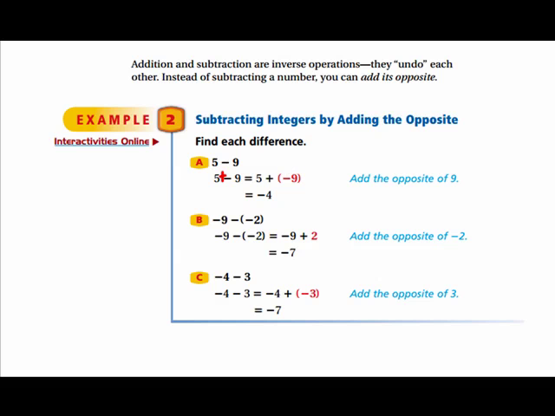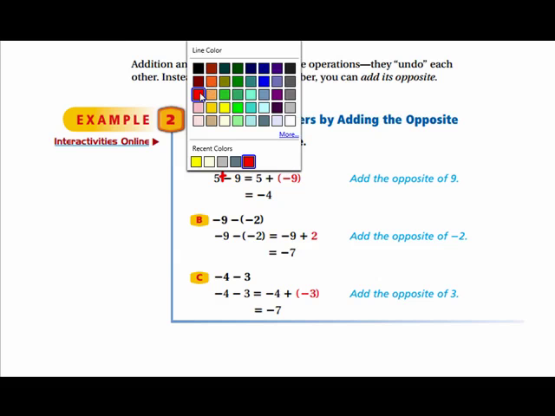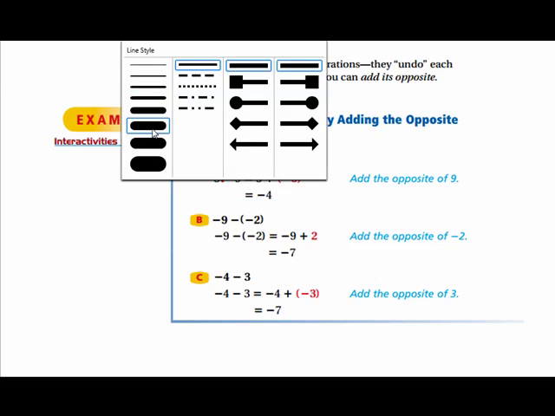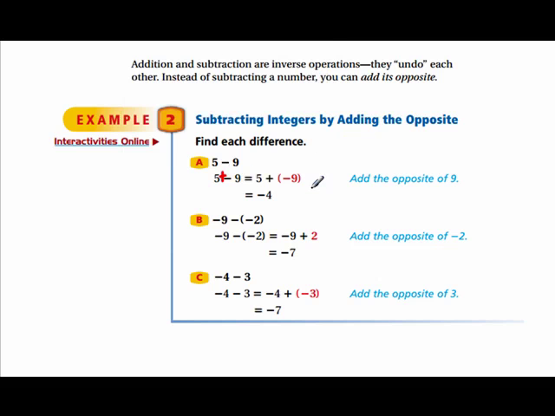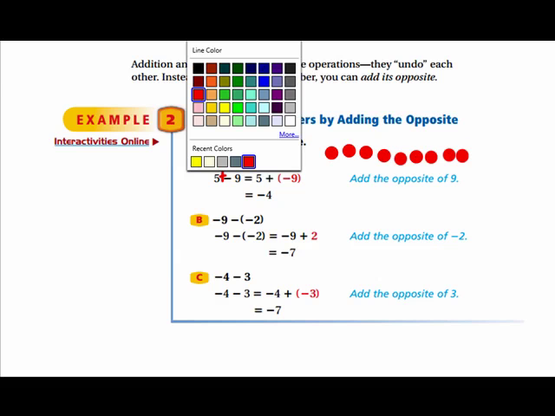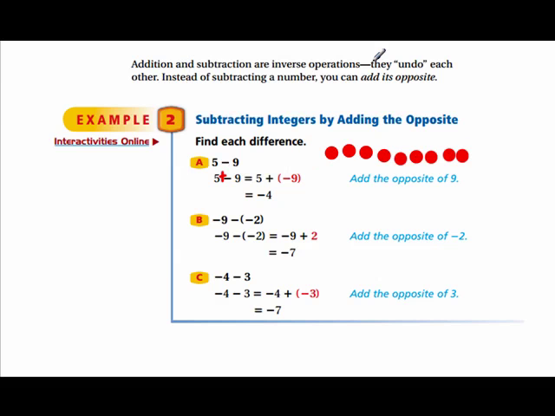We did this yesterday. I'm going to model it with just some counters. I really like using counters, so red will be my negative and yellow will be my positive. Starting here, it looks like we do have 9 negatives, and we do have 5 positives. Of course, we can go ahead and cross out our 0 pairs. Remember that a positive and negative cancel each other out, and we end up with 4 negatives.